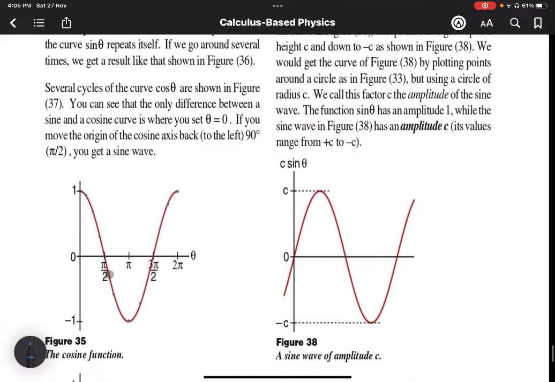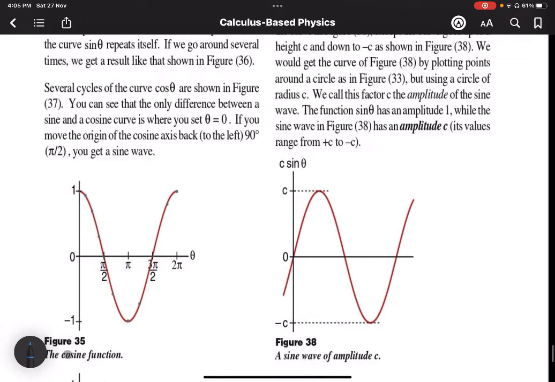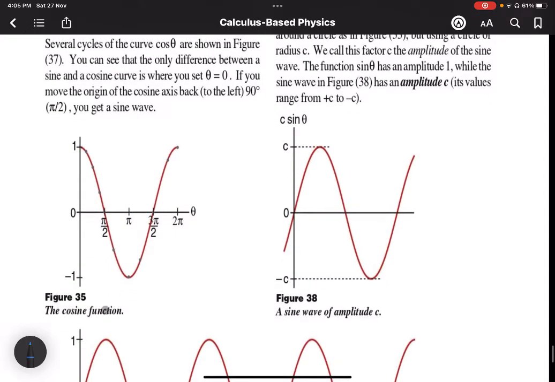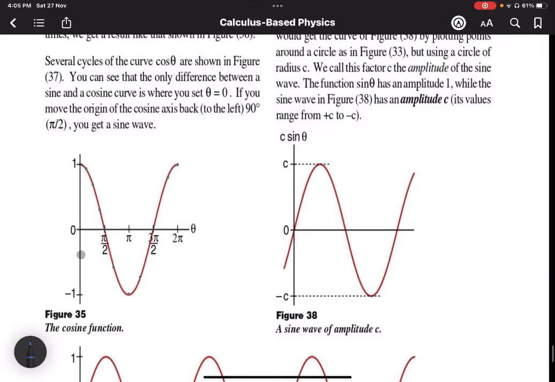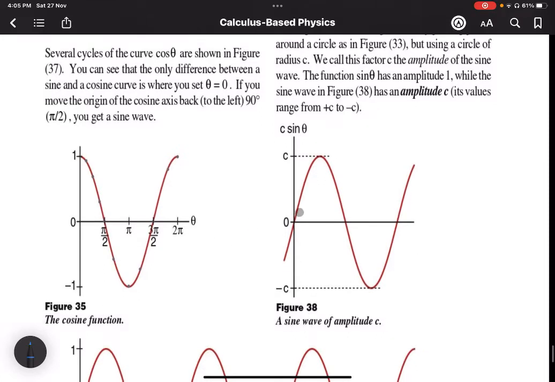So sa 35, makita nyo, ito ay si cosine. Hindi ito si sine, cosine function ito. Okay? So makita nyo yung difference. Ito si sine function, wave. Nagsisimula siya sa 0. Ito, pag diniretso mo rito, actually, hindi siya nagsisimula sa 0. Narito siya sa negative. So, yun ang pagkakaiba ng sine at cosine.